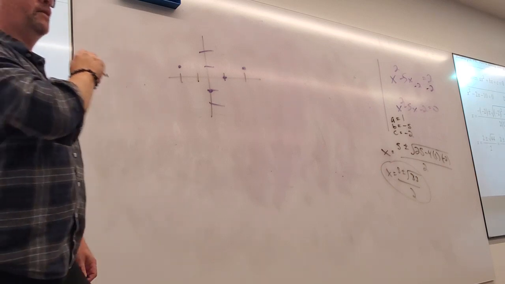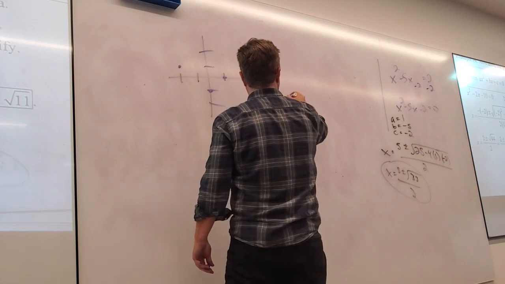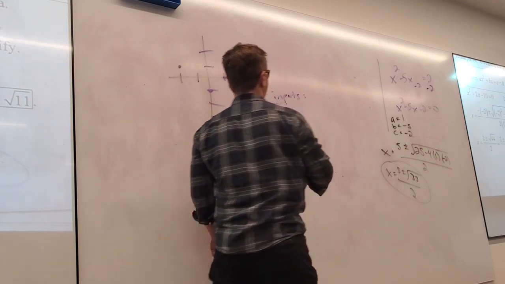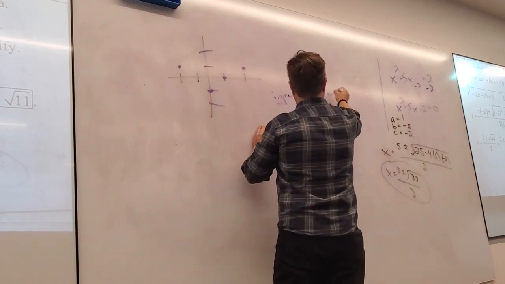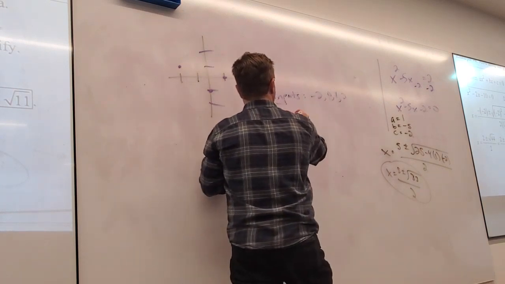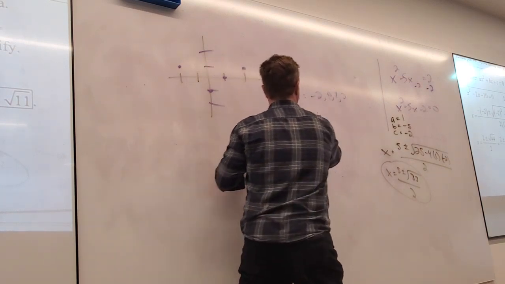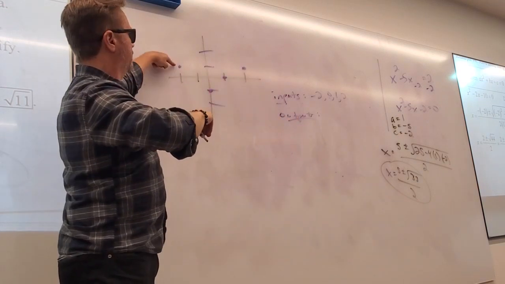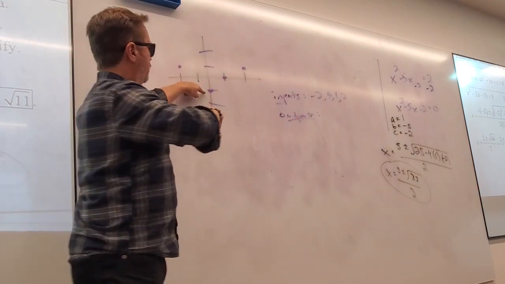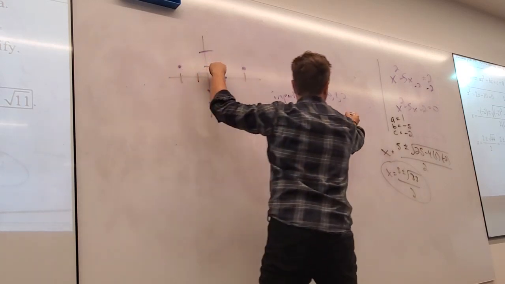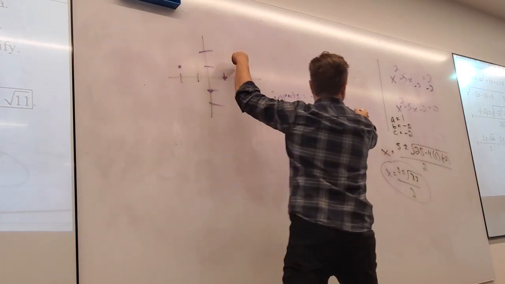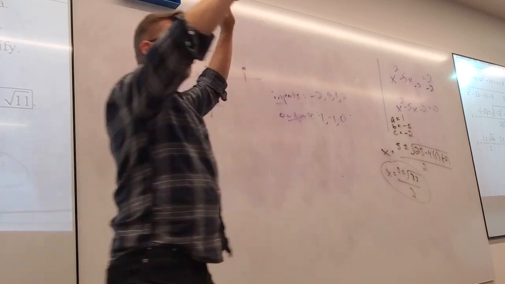What are the inputs of that function? Just the inputs. -2, 0, 1 and 2. And what are the outputs? Just the outputs. 1. Yeah, 1 is an output. -1 is an output. 0 is an output. And 1 is an output again, right? I already listed it, so I don't have to list it again.